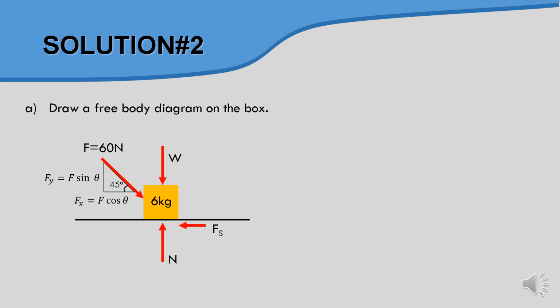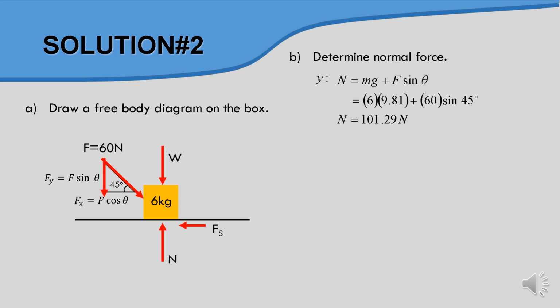So we need to resolve it to its x component and y component. So for the Fx is F cos theta, Fy is F sin theta. So in order to get the normal force, here it is no longer normal force equal to W. Because of the existence of the external force given at the 45 degrees, we need to take the value of Fy also. So the normal force is equivalent to W plus Fy.